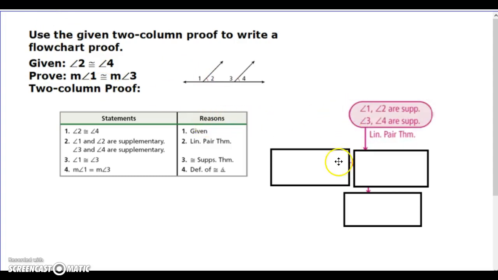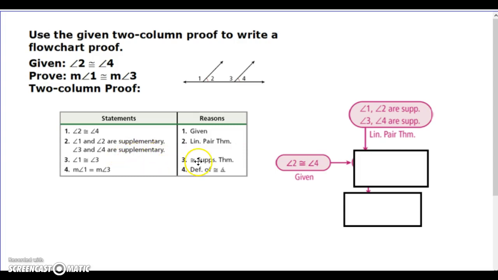Okay, we start with, you might have started over here with what was given. We also can state by the linear pair theorem that angle 1 and 2 are supplementary, angle 3 and 4 are supplementary. If your boxes are in different places, that's okay, but those are the starting boxes, right?